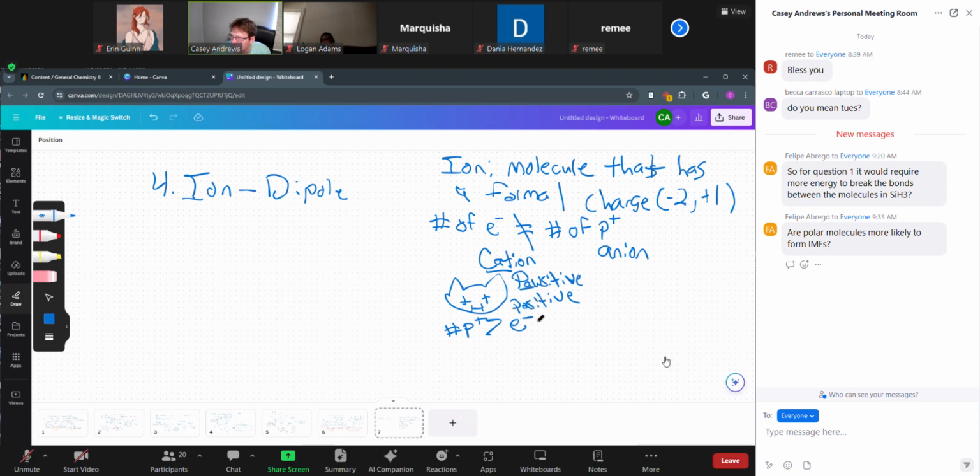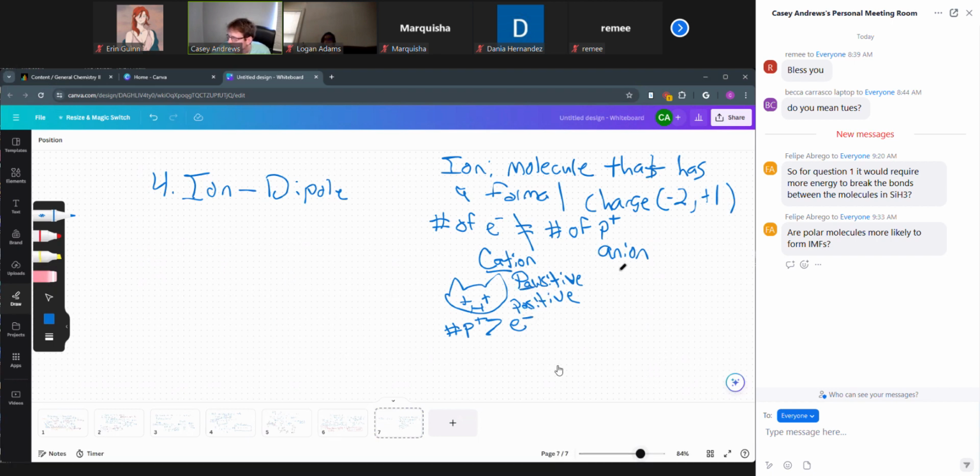Cat, positive. Anion. I don't have a fun animal for this, but the way I heard somebody say it before is a negative ion. Anion. So here you are negatively charged. That means the number of electrons you have is greater than the number of protons. You have a negative charge. Cation, you have a positive charge. All right. So that's an ion. So what's an ion dipole interaction? So this is between an ion and a polar molecule.